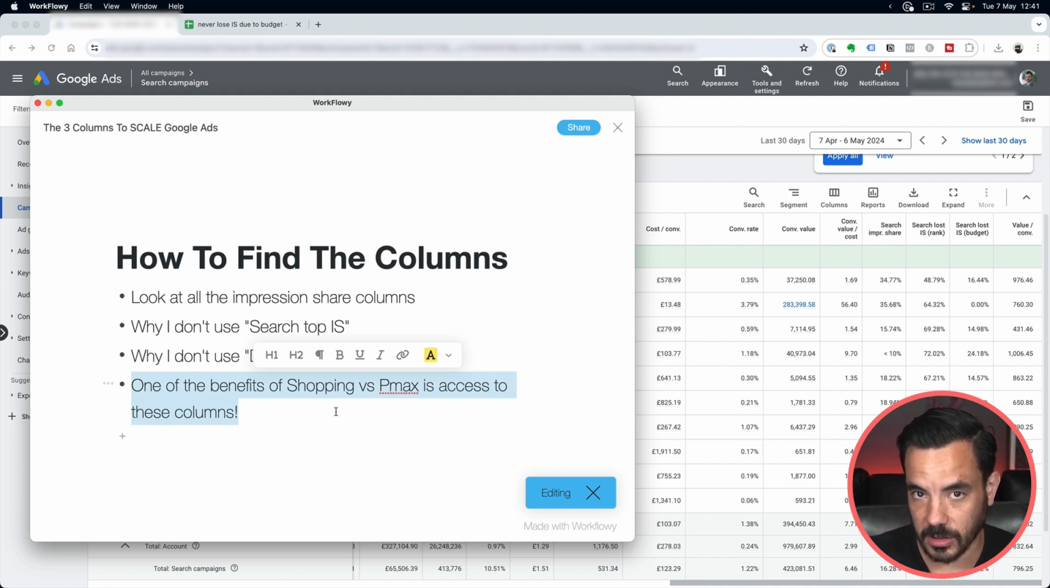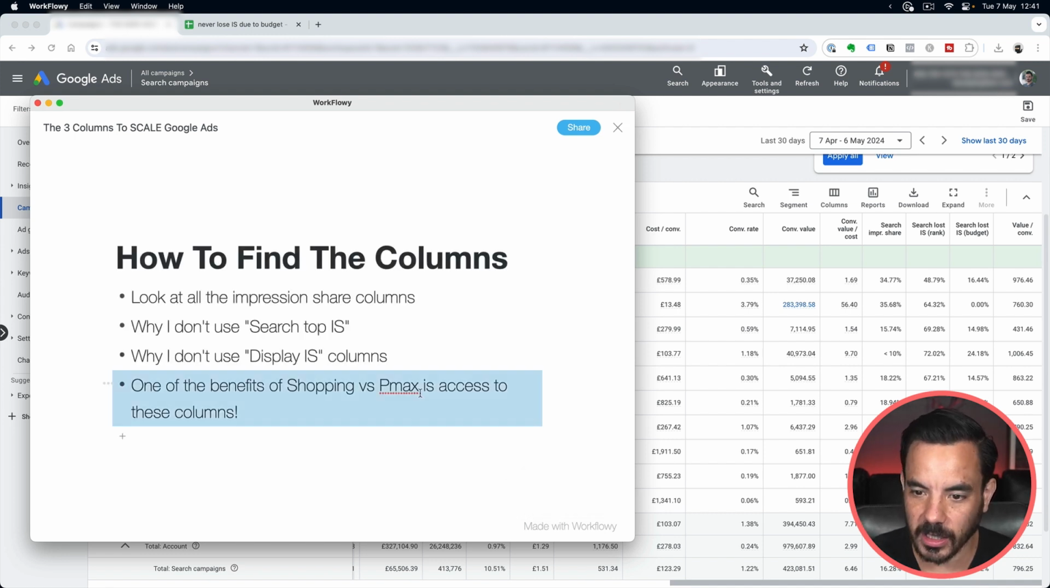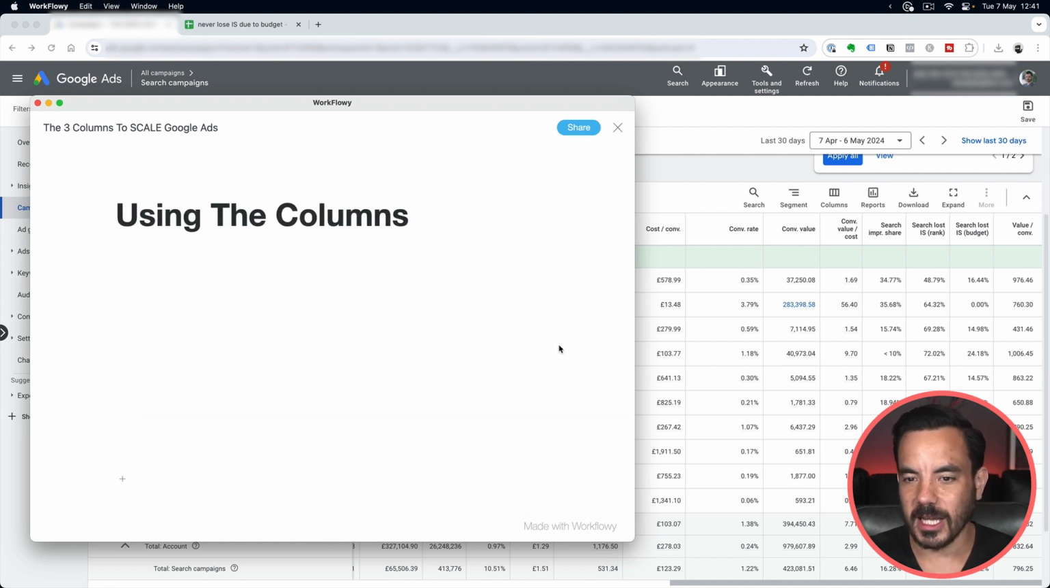You've got to pick the answer that works for you. But one of the pros of standard shopping, one of the things it has in its corner, is that you actually get these columns for standard shopping, whereas with Performance Max, we kind of have to do a bit of experimentation and figure out our impression shares and guess at them, which is a bit annoying, but let's move on to the next bit.